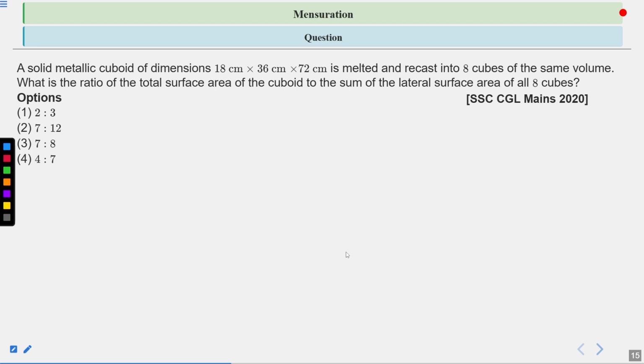So there are 4 options. First one is 2:3, second is 7:12, third one is 7:8, and fourth one is 4:7. Now you have 10 seconds to analyze the question. Your time starts now. Now time's up. Let's see the solution of this question.